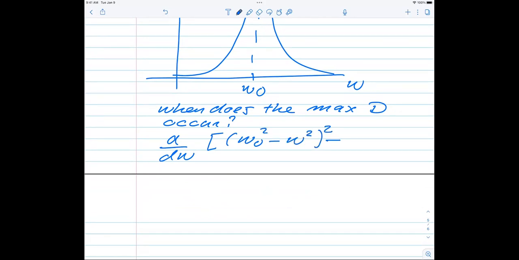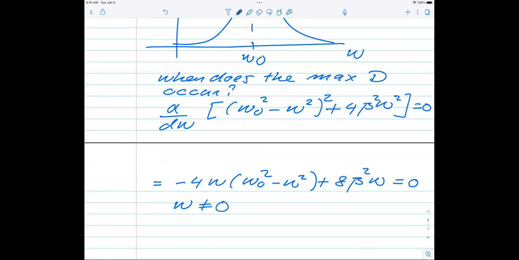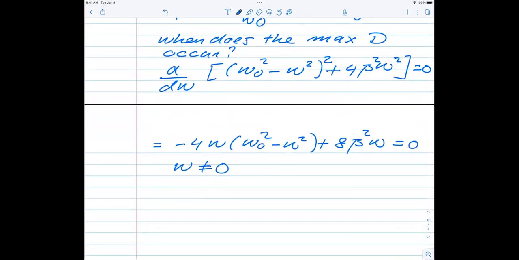Omega 0 squared minus omega squared, squared, plus 4 times beta squared omega squared. And we take the derivative and want to find when that is 0. And that gives us minus 4 times omega multiplied with omega 0 squared minus omega squared, plus 8 times beta squared multiplied with omega, is equal to 0. We are obviously assuming that omega is different from 0, and so we can divide by omega on both sides of the equation.